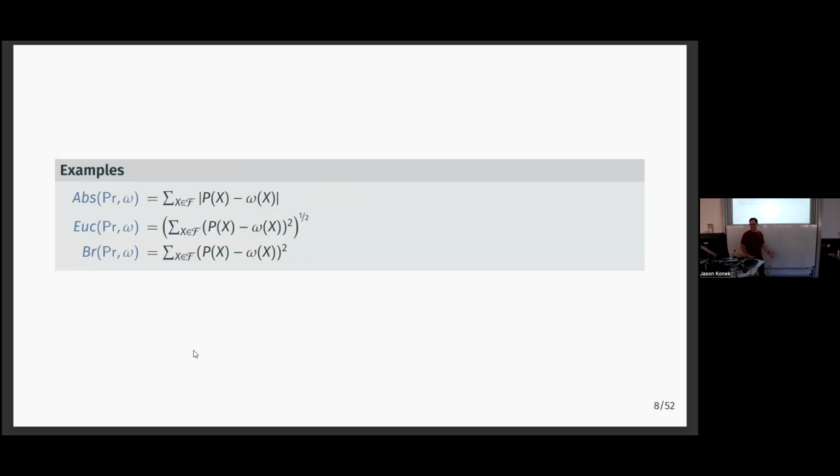So here are just some additive ones. Take the absolute one, where you just add up the absolute divergences, like you think of the taxicab distance between your credences and the truth. You can take the Euclidean distance, or you could take the square of the Euclidean distance, the Brier square.